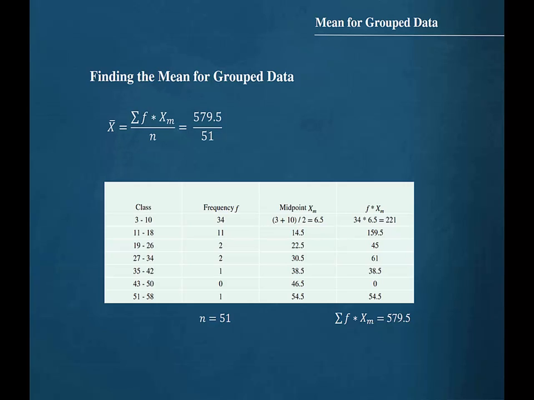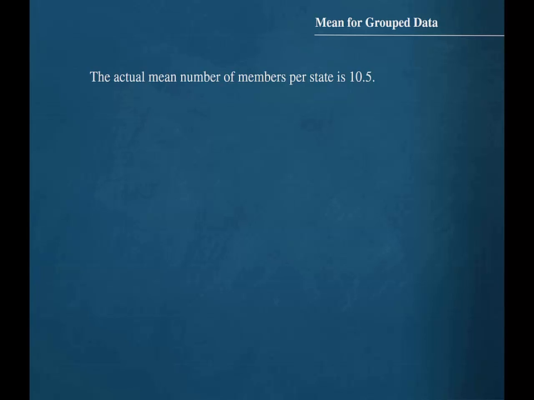The rounding rule for the mean tells us to round to one more decimal place than occurs in the raw data. So using this grouped frequency distribution, we estimate the mean number of electoral college members per state to be 11.4. The actual mean number of members per state is 10.5.